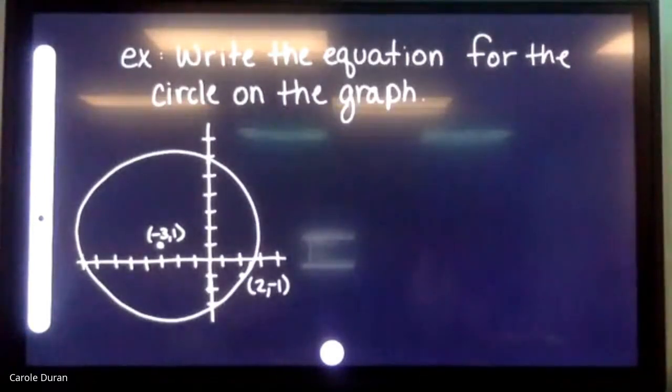Say it with confidence. Miranda, say it louder. Center and radius, that's the only thing I need to know.